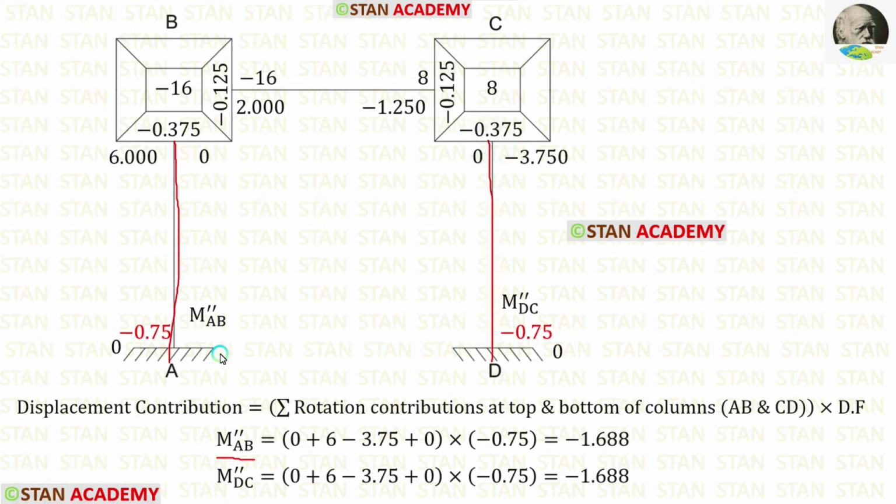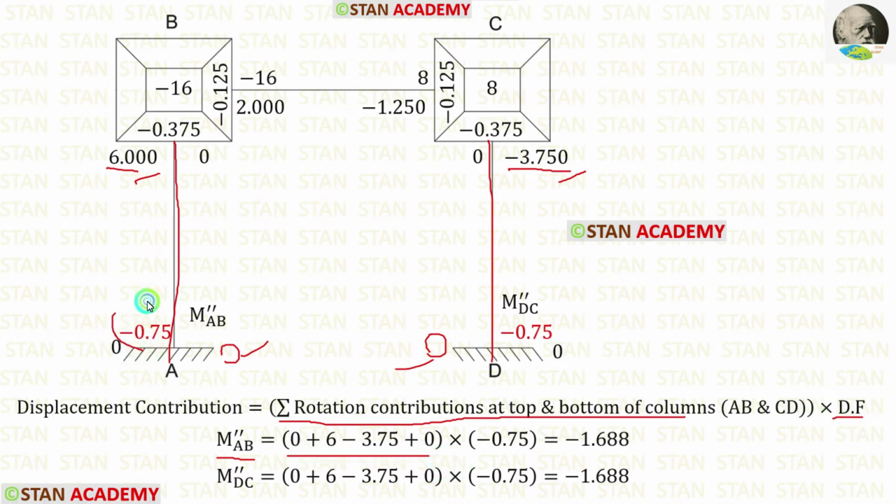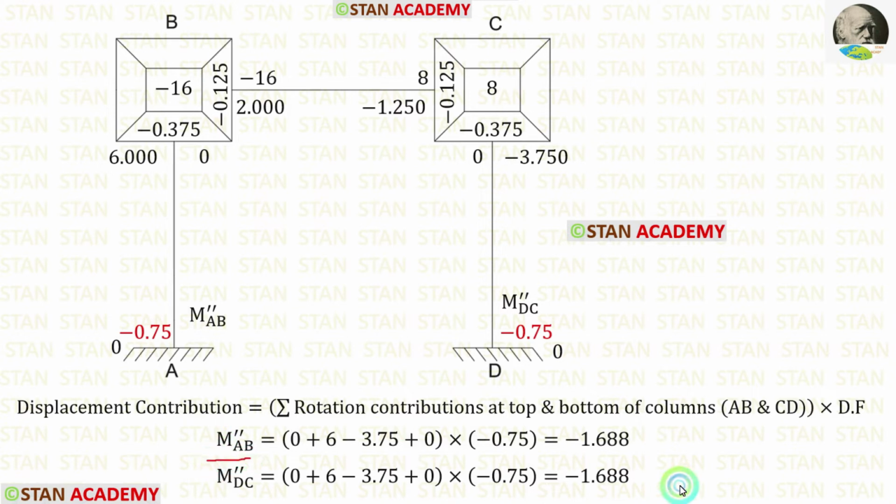In the column AB, the rotation contribution for AB is 0. The rotation contribution for BA is 6. In the column CD, the rotation contribution for CD is minus 3.75. The rotation contribution for DC is 0. So for the summation of rotation contributions at the top and bottom of columns, we have 0, 6, minus 3.75 and 0. We have to add all of them. The displacement factor for AB is minus 0.75. Let us apply that. Finally, for M''-AB, we are getting minus 1.688.